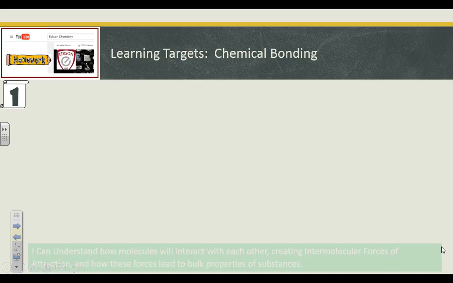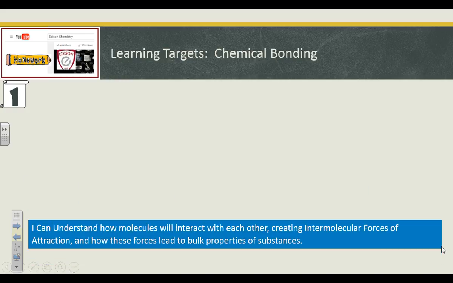I can also understand how molecules will interact with each other, creating intermolecular forces of attraction, and how these forces lead to bulk properties of substances. So I want you to be able to look at a molecule and say, it looks like that molecule is going to have some intermolecular forces with other molecules of its same type, which would lead to the following things.